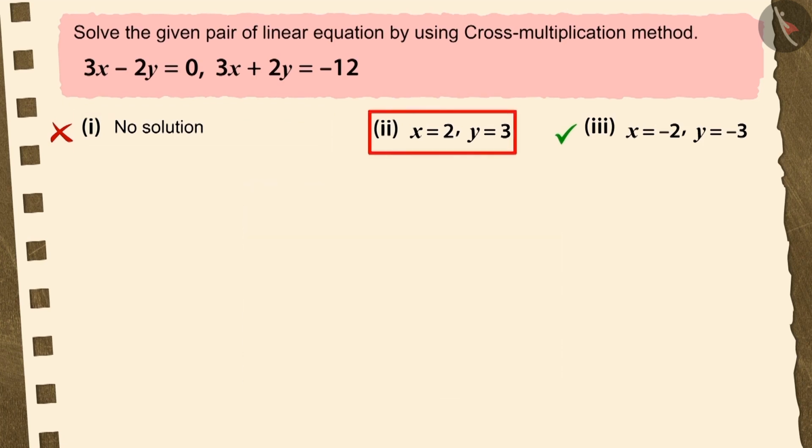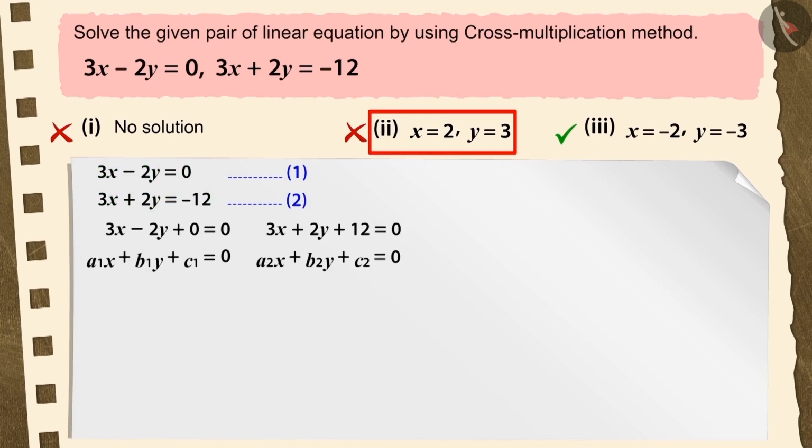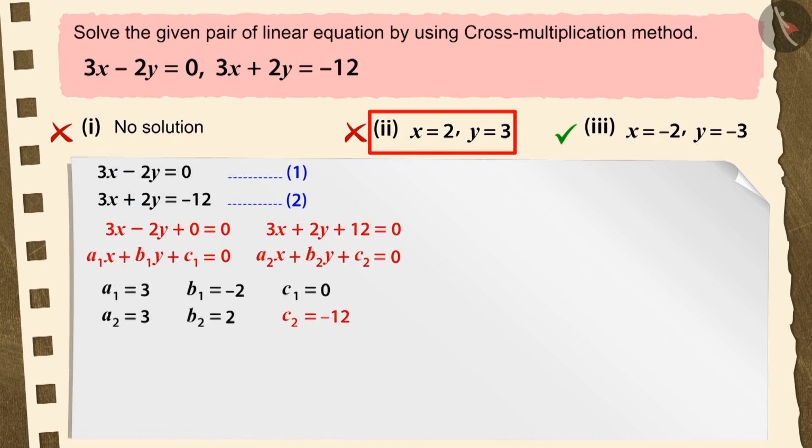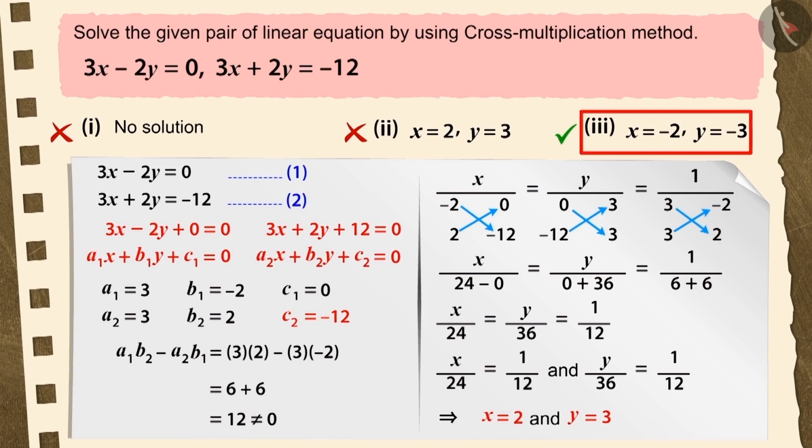If you have chosen option 2, it's also a good try, but this is also an incorrect answer because you didn't write the given equations in their general form, and as a result you considered the value of C2 as minus 12 and solved the question further, which became the reason for your answer being incorrect. So I hope you understood the reason why option 3 is correct and all the other options are wrong.